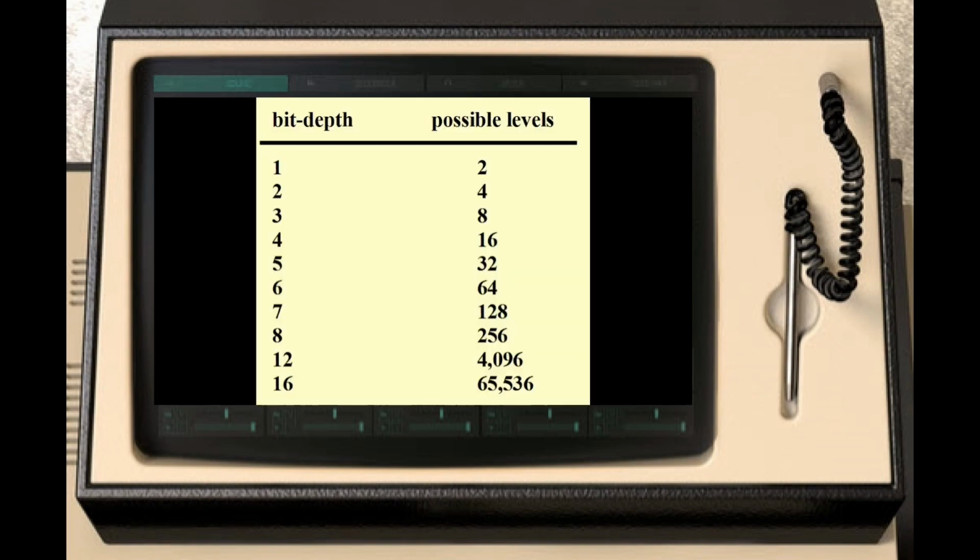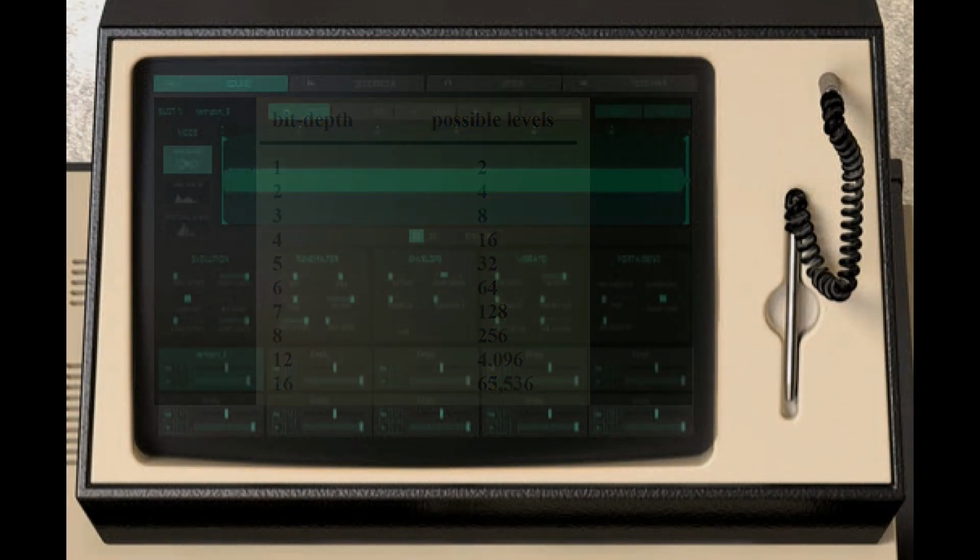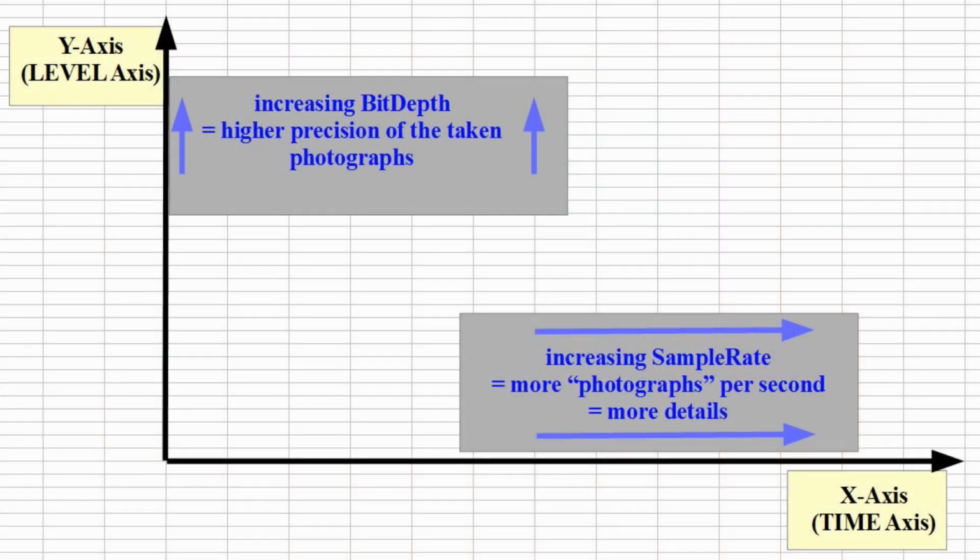The bit depth determines the quality of the quantization because it determines how many possible levels of rounding off there are. Two levels corresponds to a bit depth of 1. With each additional bit depth, the amount of possible levels doubles. 2-bit depth means 4 possible levels, 3-bit means 8 possible levels, 4-bit means 16 possible levels, and so on.